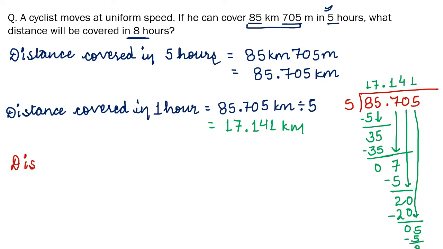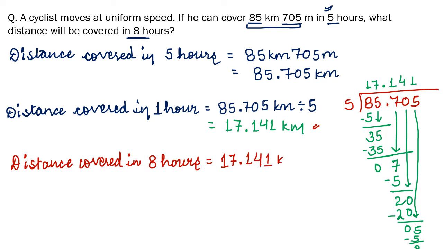Now we have to find out the distance covered in 8 hours. So distance covered in 8 hours will be the product of 17.141 kilometer and 8, because in 1 hour the distance covered is 17.141 kilometer. So distance covered in 8 hours will be 17.141 kilometer multiplied by 8. So multiply both the numbers.